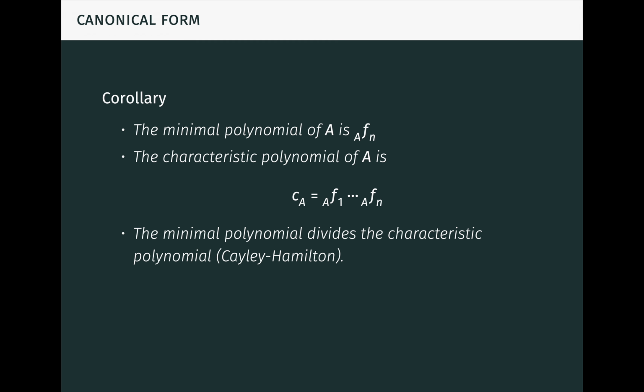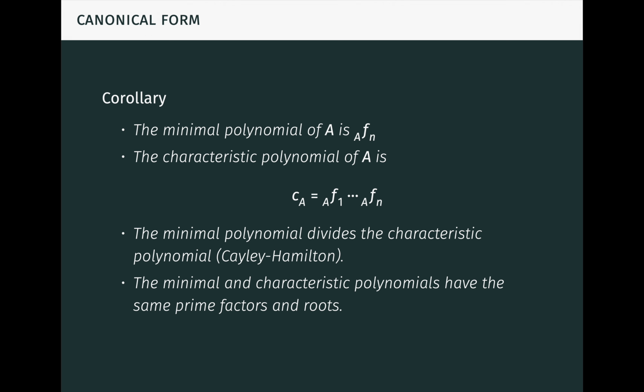It's now immediate that the minimal polynomial divides the characteristic polynomial, which gives us another proof of Cayley-Hamilton. And in fact, the minimal and characteristic polynomials have the same prime factors and same roots, namely the eigenvalues of the matrix. But of course, the multiplicities may differ.